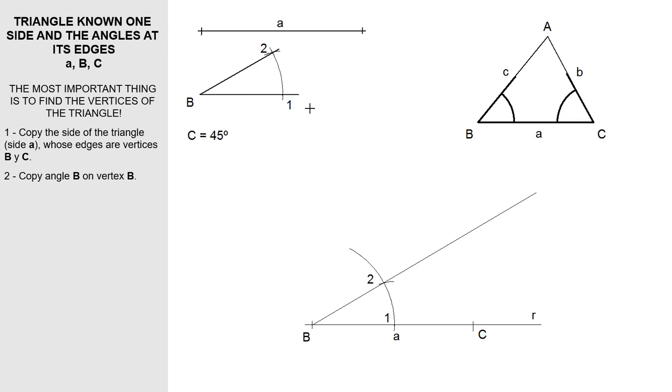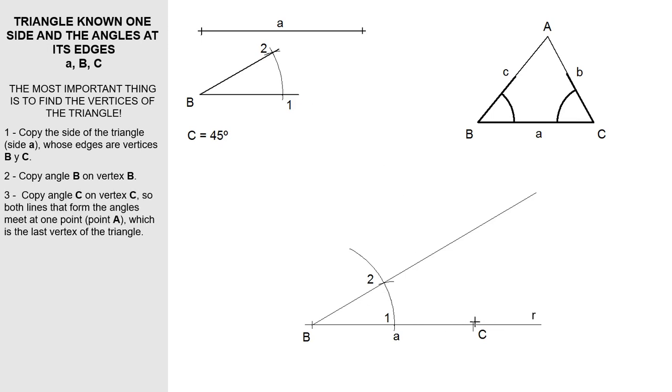so side C forms this angle with side A. We also know the amplitude of the angle at vertex C, 45 degrees, which we are going to draw using the compass and straight edge. The 45-degree angle is half the 90-degree angle.